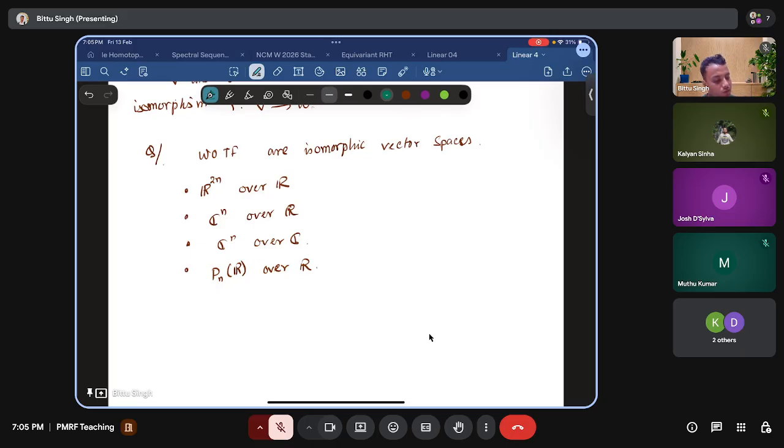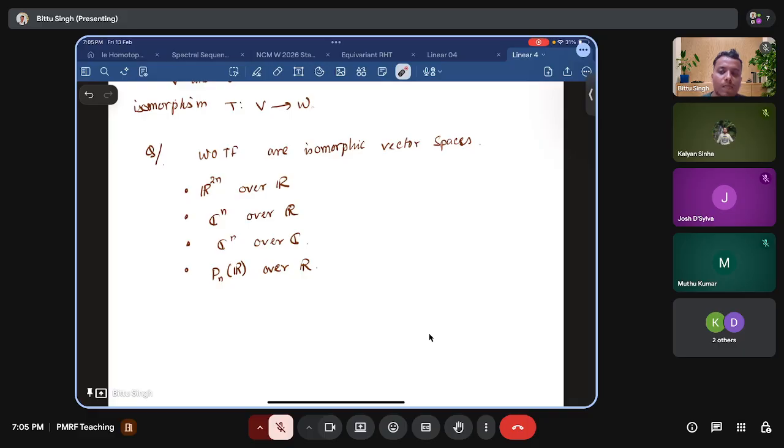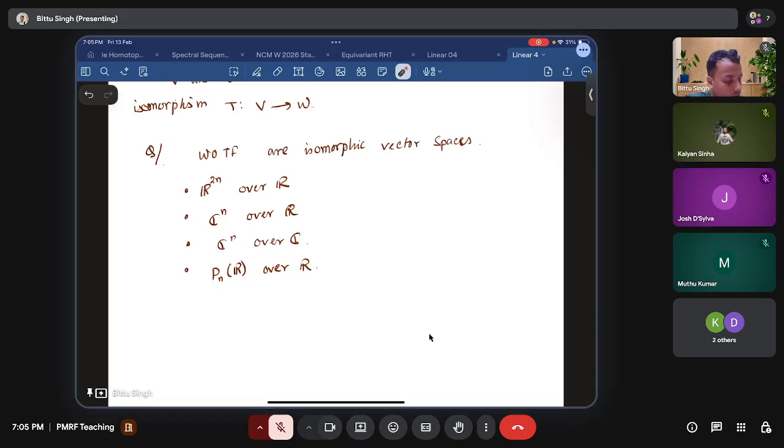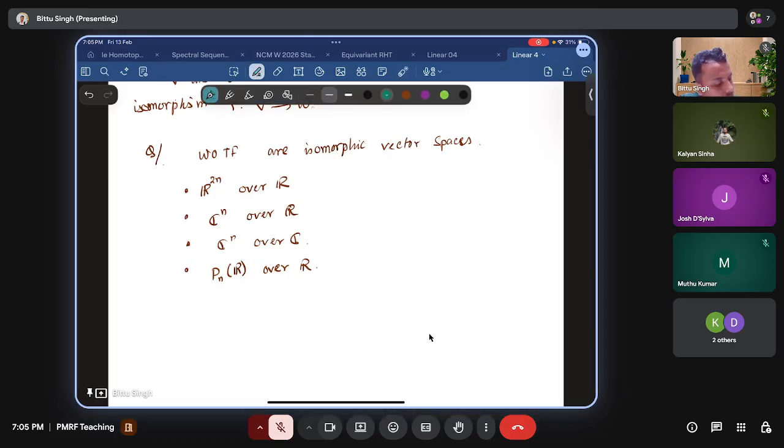Okay. So here, can you see what will be the dimension of R2n over R? 2n, sir. 2n. So what will be a basis element of this? It is simply E1, E2 up to E2n, where Ei means 1 at the ith component and every other component is 0. Now what about Cn over R? So in this case the dimension is n. Here the dimension is 2n, sorry.